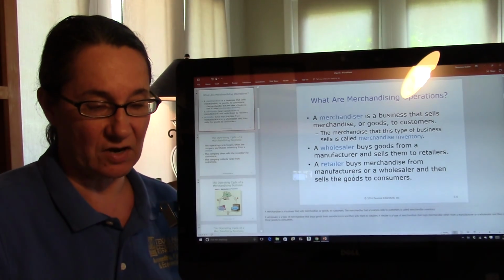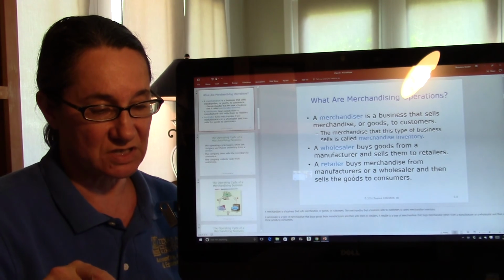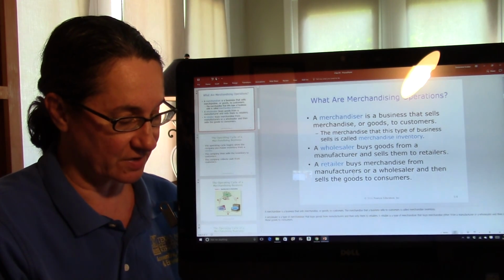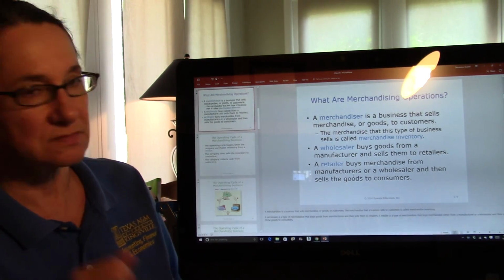The calculation of net cost of inventory purchased is determined as follows. Purchase cost of inventory minus purchase returns and allowances, minus purchase discounts, plus freight in equals net cost of inventory purchases.